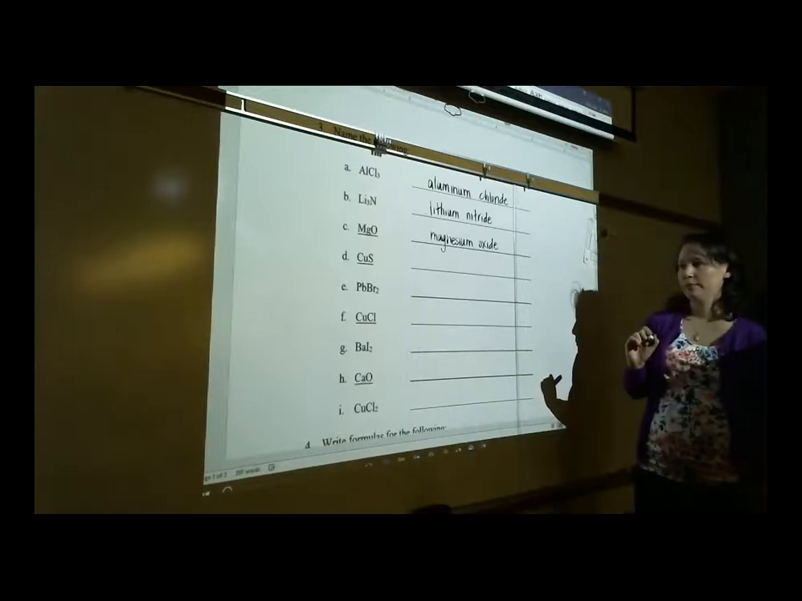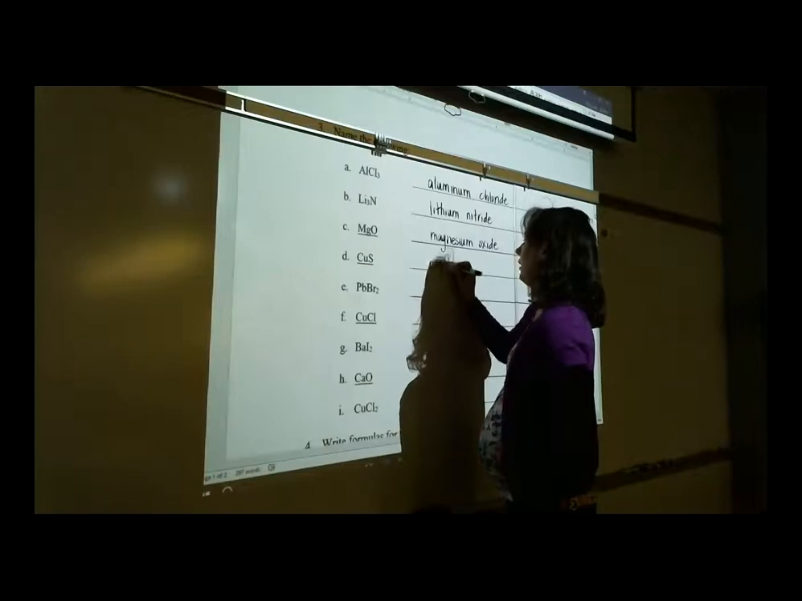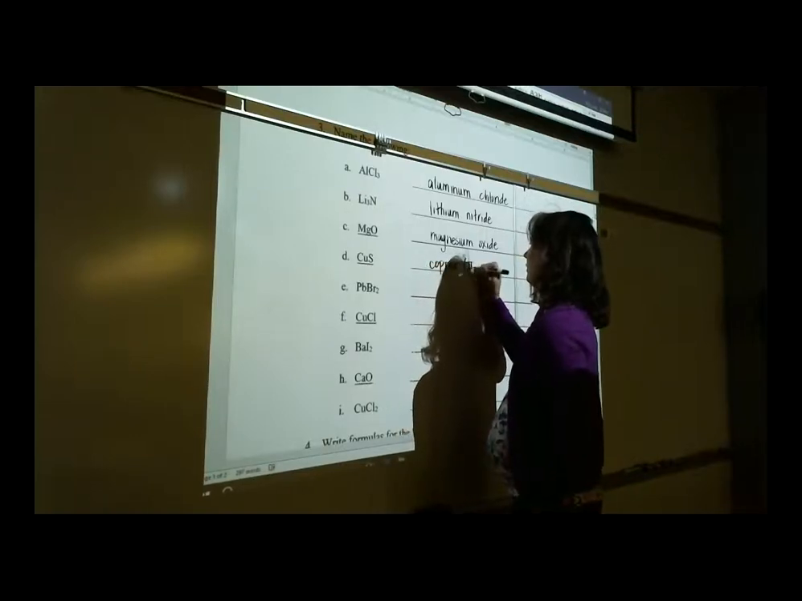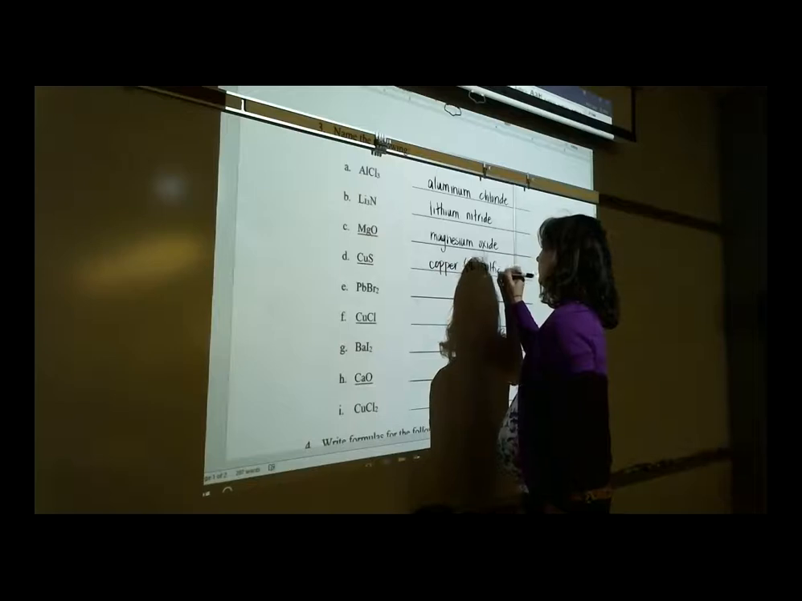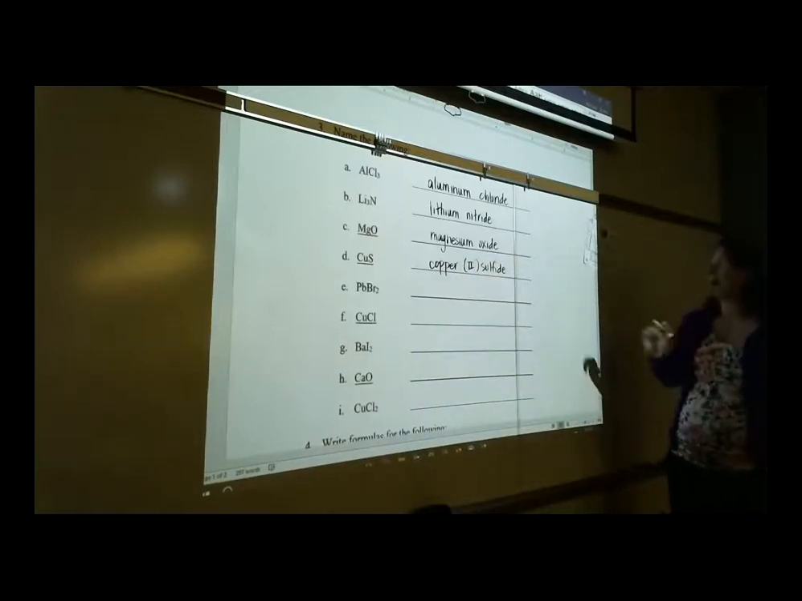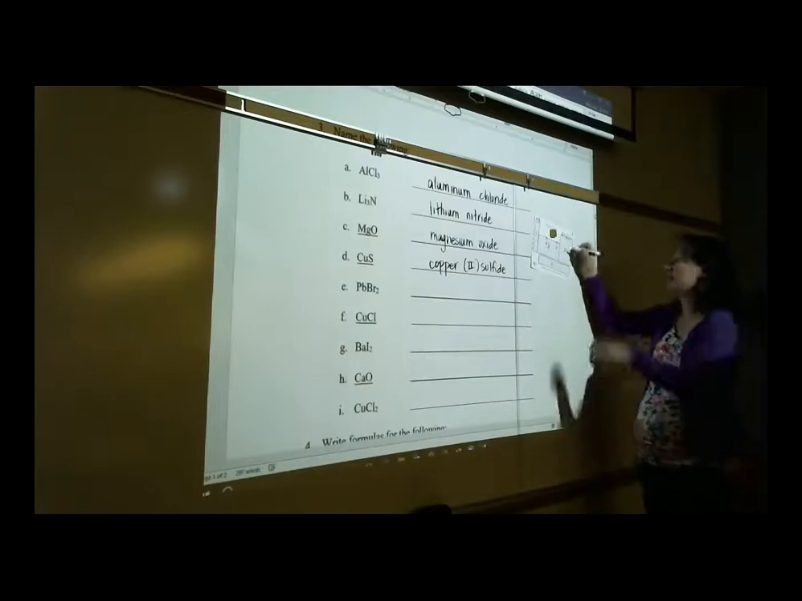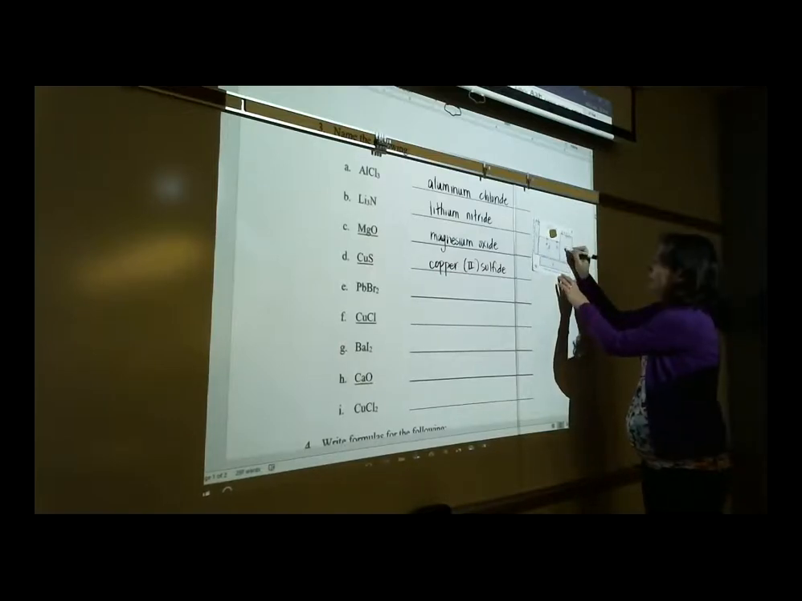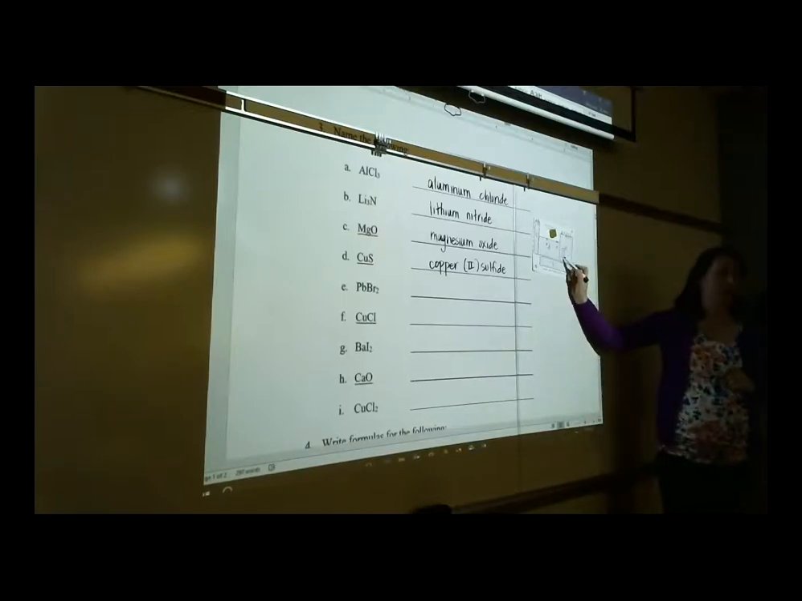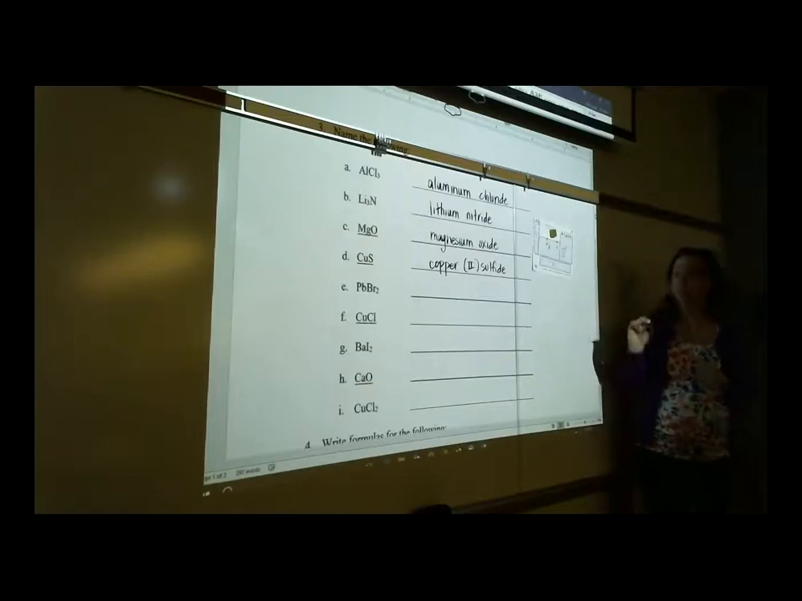D? Good. Why is it copper 2 and not just copper sulfide? Okay, right. Anytime you're dealing with an element that's in the D block, D block elements plus tin and lead, because tin and lead are technically not in the D block, they're in the P block, right? But they can form cations of multiple charges as well.